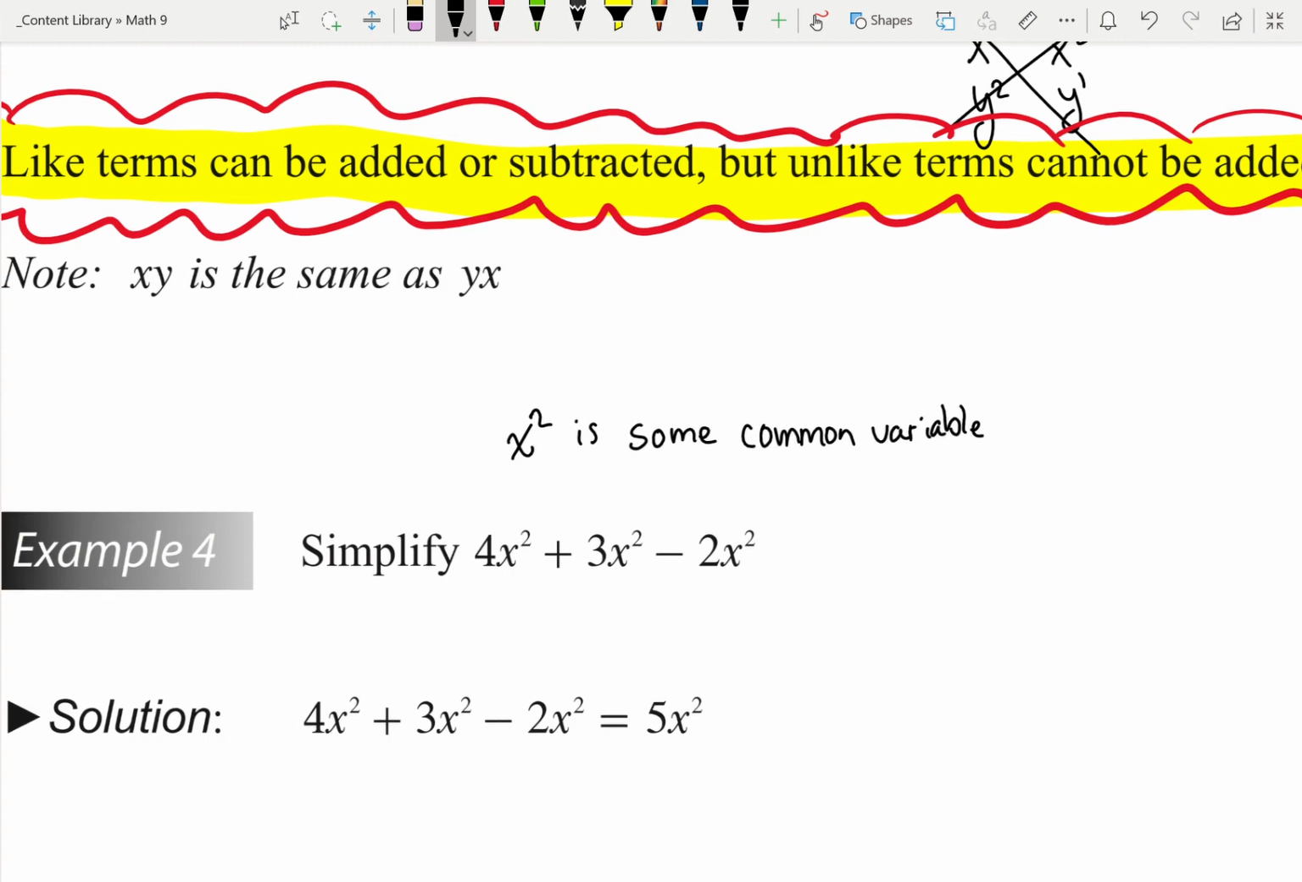If I was to put context in this question, it'd be like saying Jackson has 2 boxes of x, or 4 boxes of x squared. Alex has 3 boxes of x squared, and 2 of them get taken away. So how many in total are left? I can treat this by adding 4 plus 3 minus 2, which is going to give me 5. So the solution to this is that there are 5 x squares.